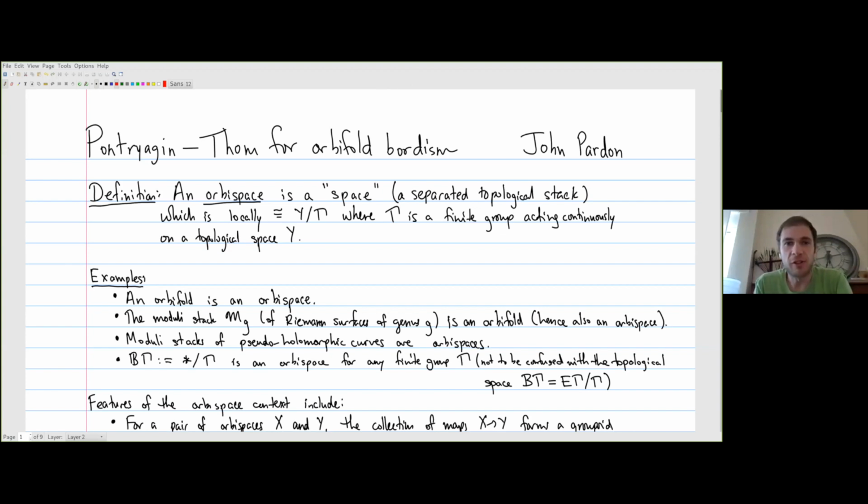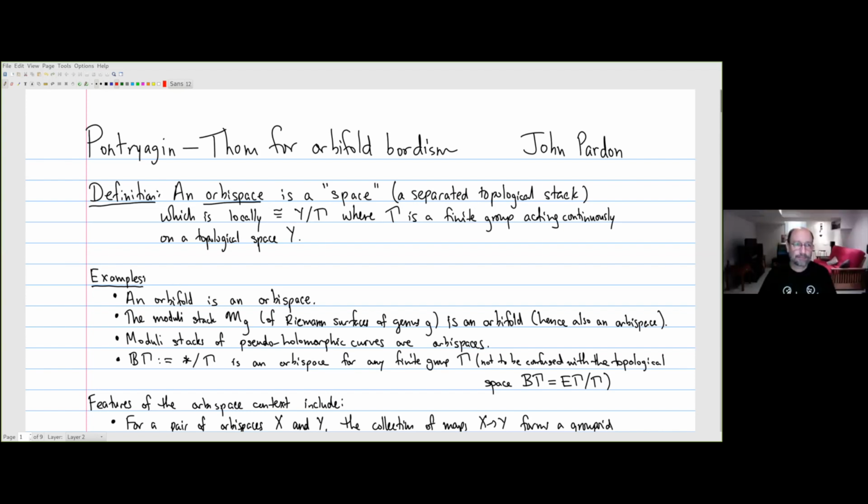So, first I should somewhat apologize. This is going to be essentially a talk about algebraic topology, even though this is a symplectic geometry seminar. But it's algebraic topology which I believe is relevant for symplectic geometry. So yes, it will be about the Pontryagin-Thom construction for orbifold bordism.